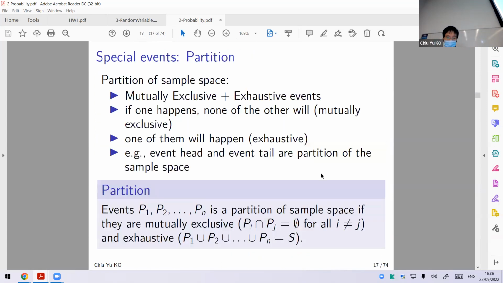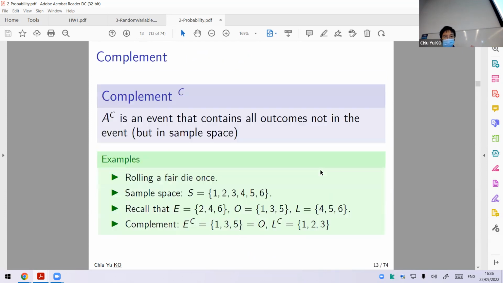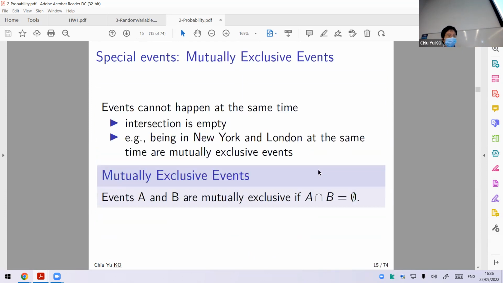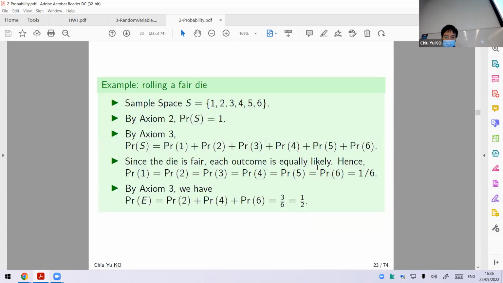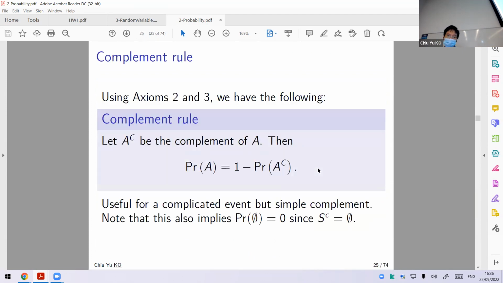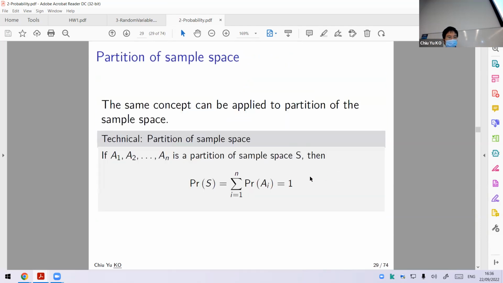And just to remind you of some terminology: how to define intersect, how to define union, how to define complement. That tells us what is mutually exclusive, what is exhaustive, and what is a partition. Okay, and based on the 3 axioms, here comes the complement rule. The probability of a certain event is 1 minus the probability of its complement. Okay, and this can generalize to a partition, right? If you have a sample space, then you can partition it into different parts. Then it should be the same idea. They add up to 1.